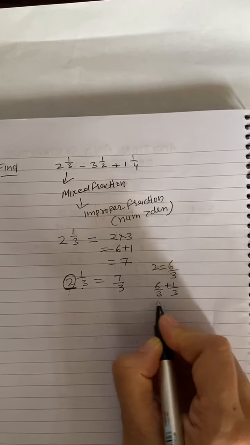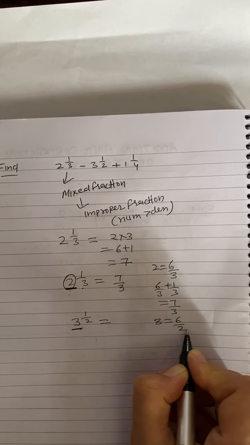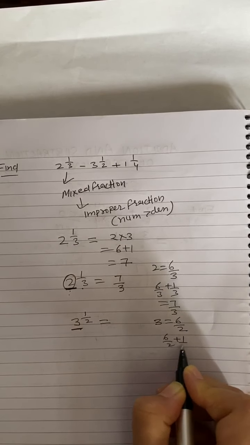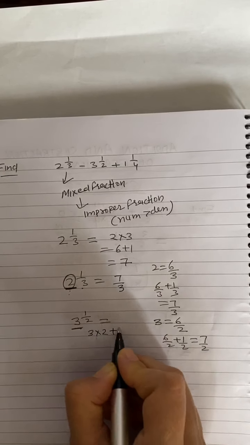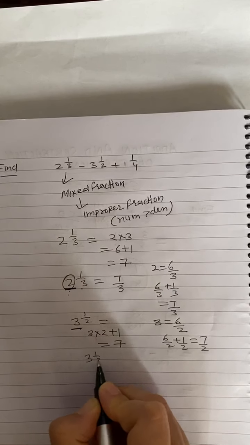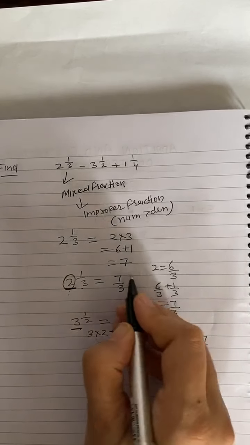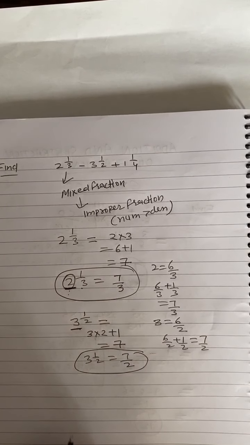Similarly, you will have 3 1/2. Again, 3 can be written as 6 over 2, and then 6 over 2 plus 1 over 2 gives you 7 over 2. Or you can do 3 times 2 plus 1, which is equal to 7. So 3 1 over 2 becomes 7 over 2. So this one is for 2 1/3, and this one is 3 1 over 2, which is 7 over 2.